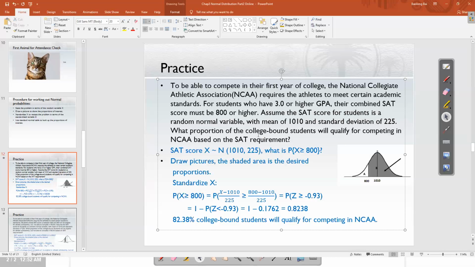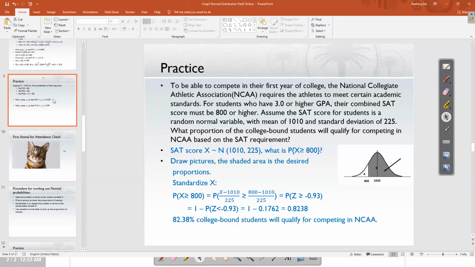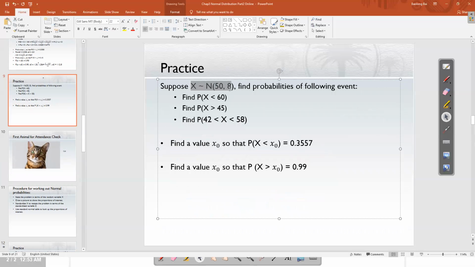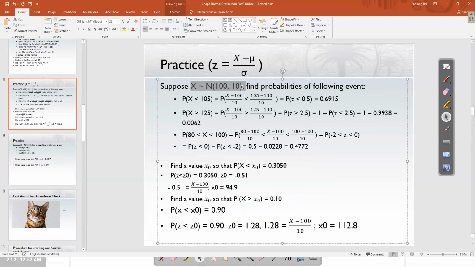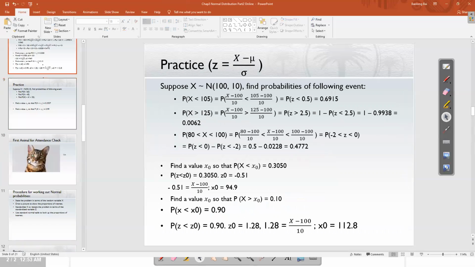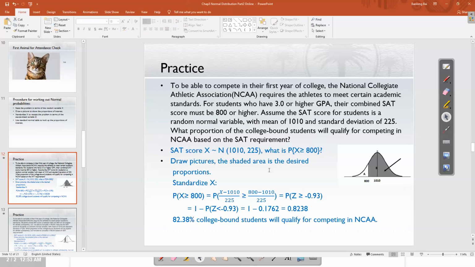And then the question is, what proportion of the college-bound students will qualify for competing in the NCAA game based on the SAT requirement? The SAT requirement is 800 or higher, so that means you're looking for the probability of x greater than or equal to 800. If you get these two out, basically that's the same information as what we just practiced here, right? So you have a normal distribution with given parameters. For any event of the normal distribution, you just need to standardize into z and find the corresponding probability. And that's what we're doing here.